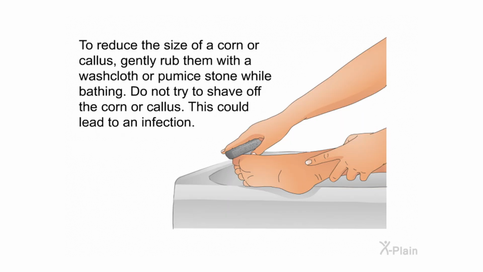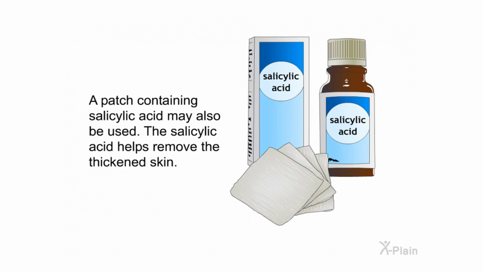To reduce the size of a corn or callus, gently rub them with a washcloth or pumice stone while bathing. Do not try to shave off the corn or callus. This could lead to an infection. A patch containing salicylic acid may also be used. The salicylic acid helps remove the thickened skin.